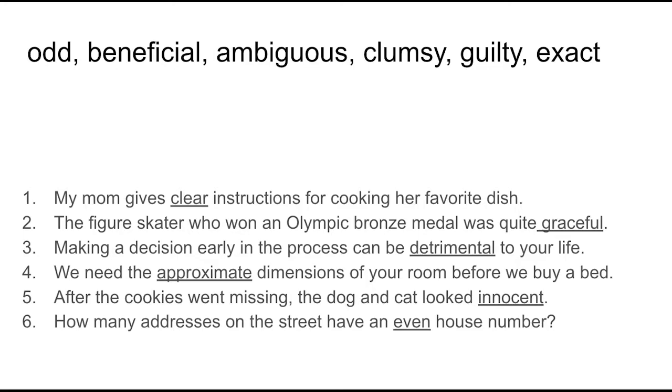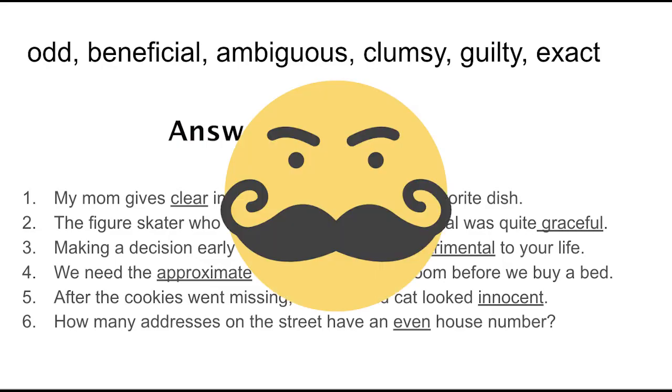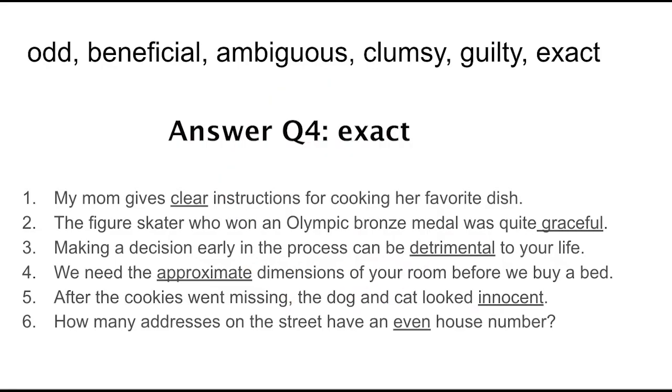Number 4, we need the approximate dimensions of your room before we buy a bed. The word approximate means roughly, right? We don't have. Yes, the answer here is exact. Exact means we can pinpoint the dimensions.